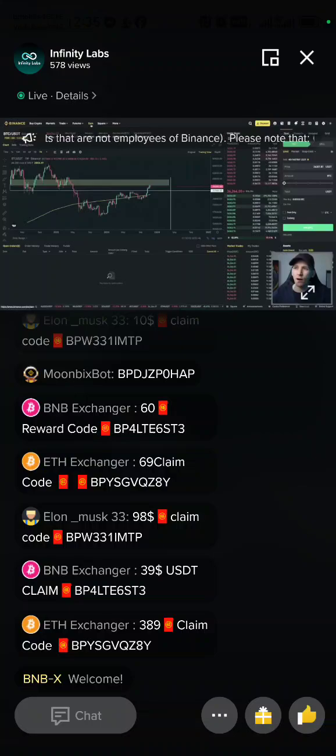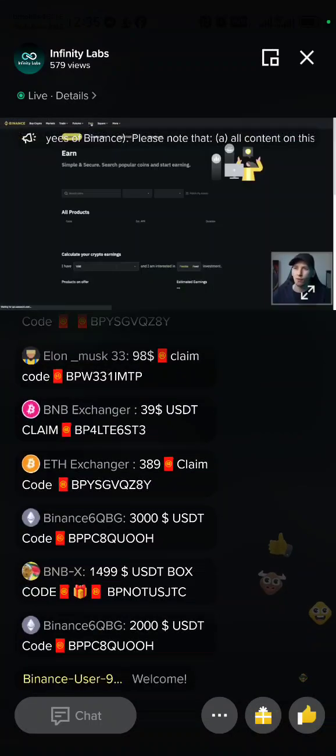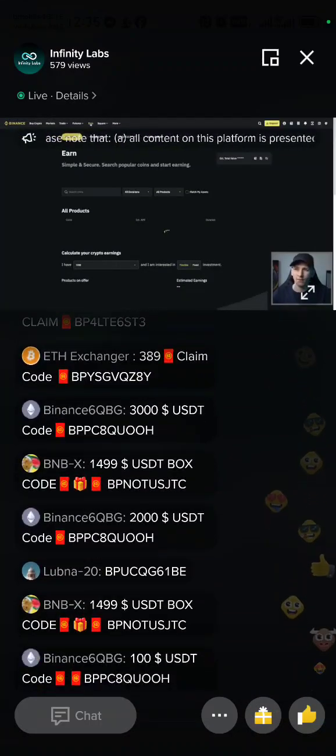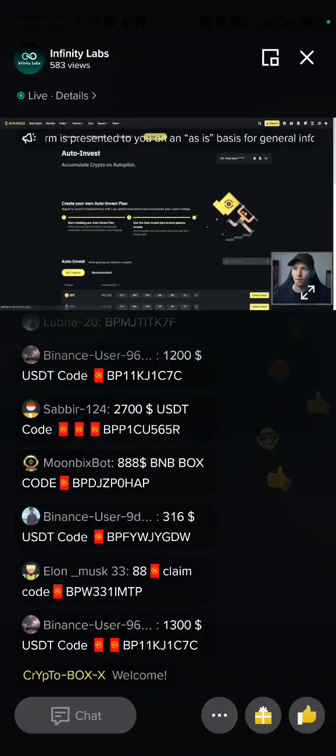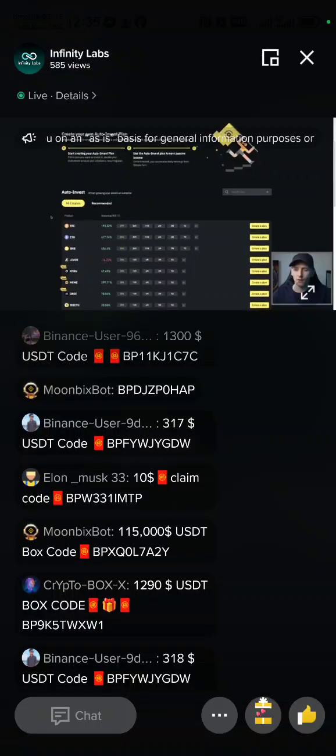Now you can also go to Earn. If you just click the Earn platform, I don't know why it's in Earn. It doesn't really belong here, but it is anyway. And then you can go to Auto Invest up here. And there's a couple of ways to do this.